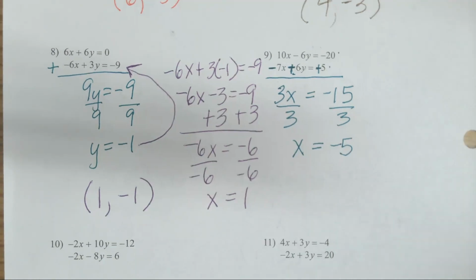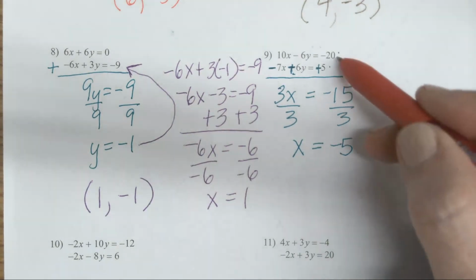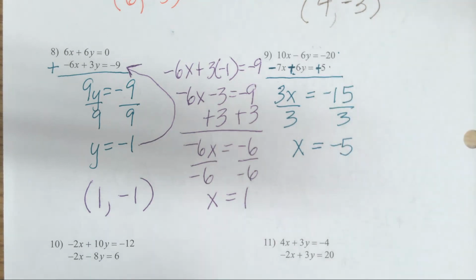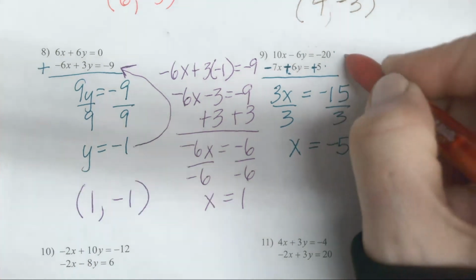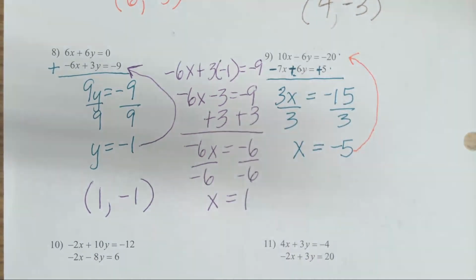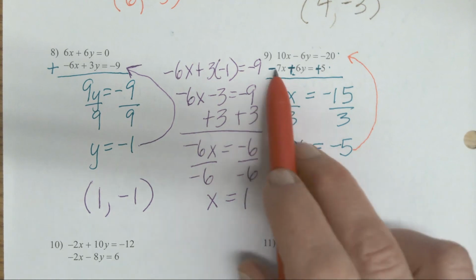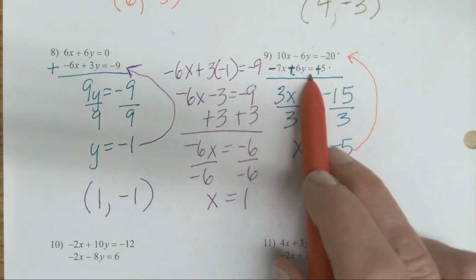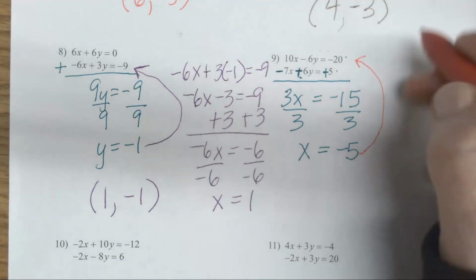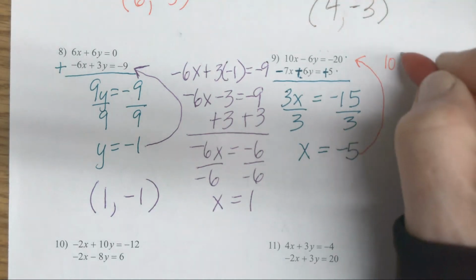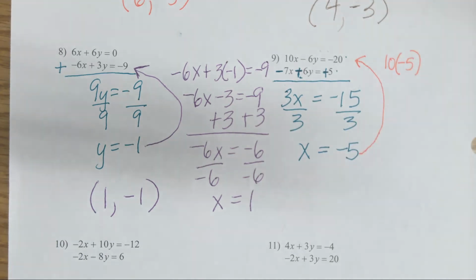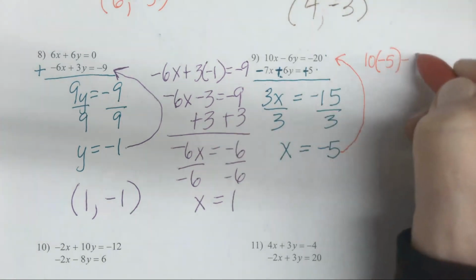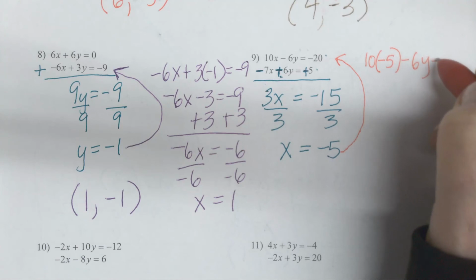Here's where my work comes in again. I have to pick one of these equations to use. The top one? Great. I'm going to put that in the top one. It doesn't matter where you put it. You can put it in the changed one, the original one, the top, or the bottom. This is 10 times x, which is negative 5. We just found that. Minus 6 times y equals negative 20.